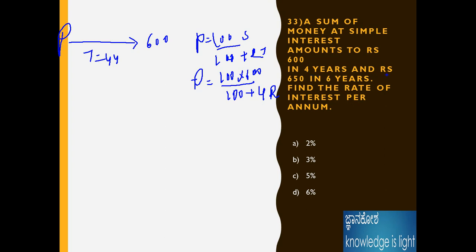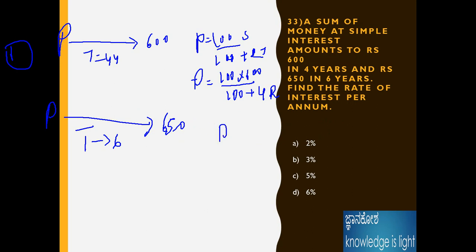And rupees 650 in 6 years. Okay, I don't know the amount. The principal should be converted to the 650 amount. And this is the first method. I can solve it in two ways, and I will show both methods. For 6 years, therefore, here it is. Find the rate.